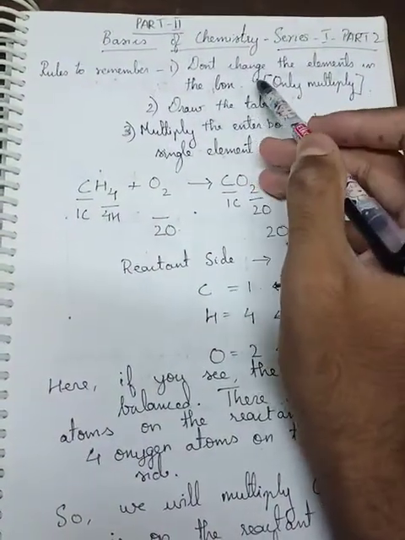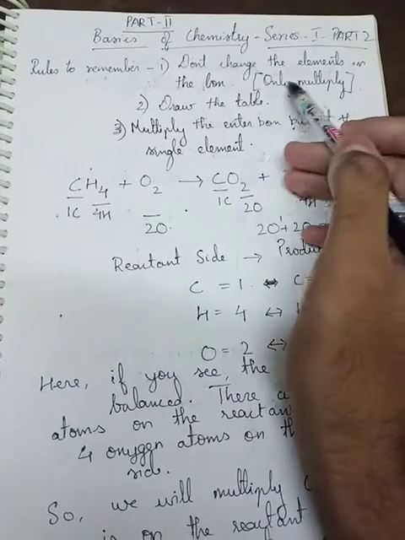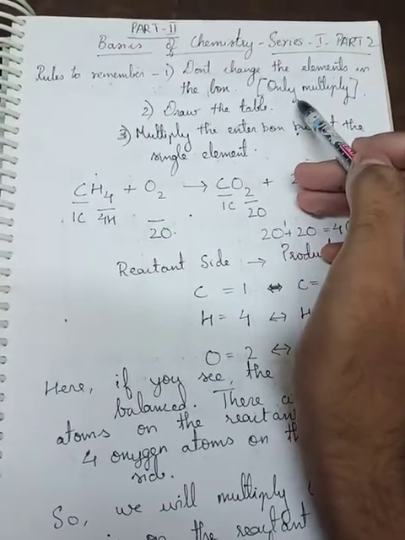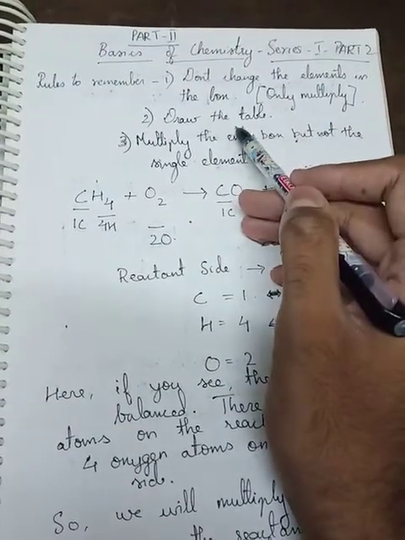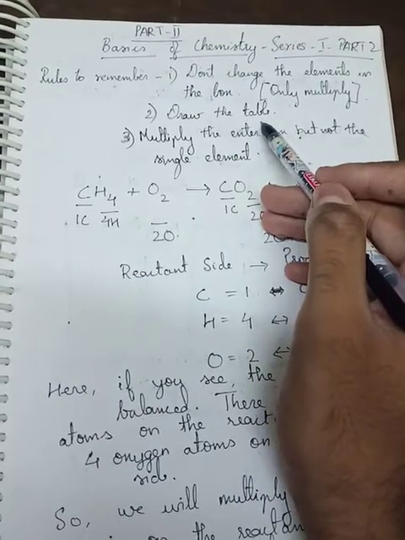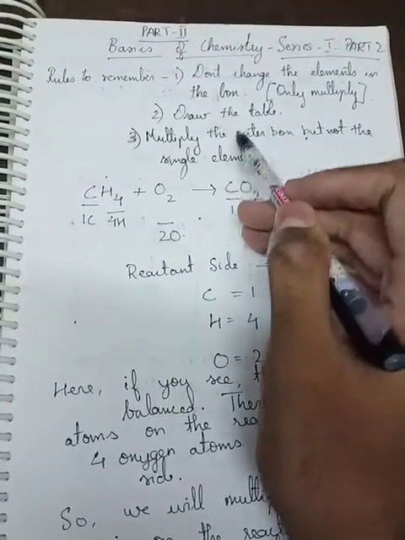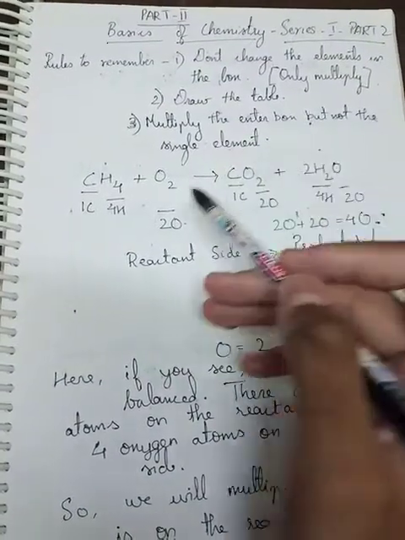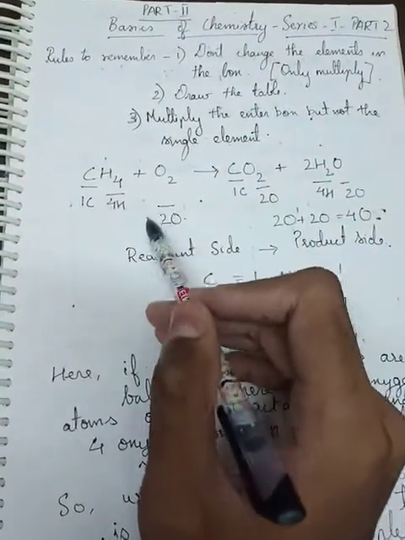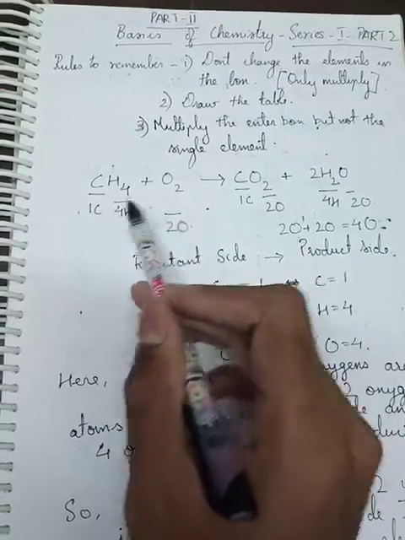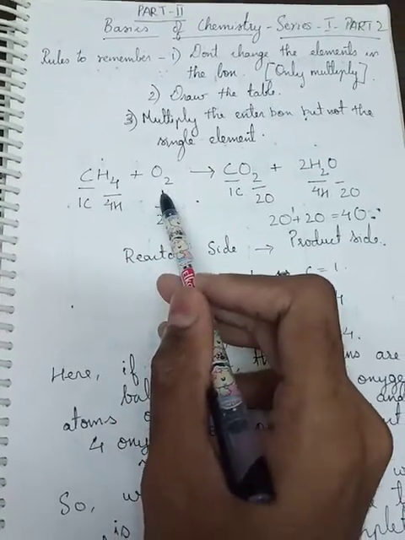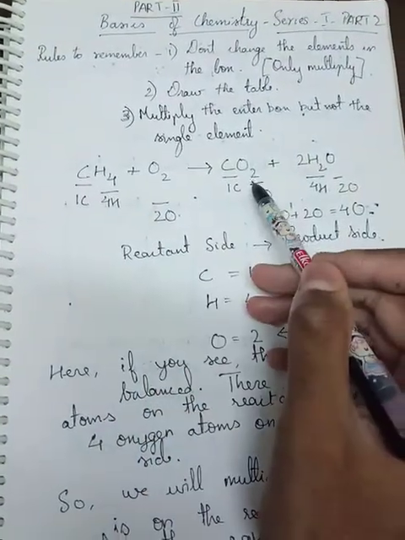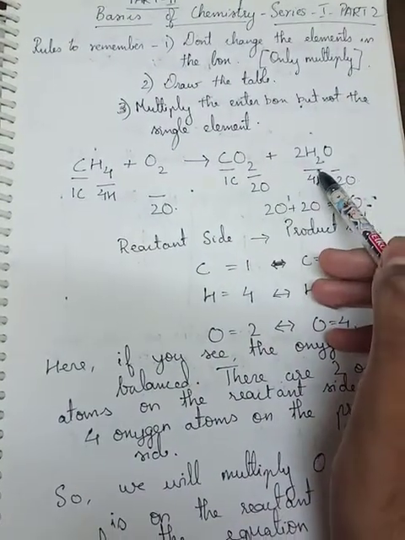So the rules to remember: do not change the elements in the box. We need to only multiply, and you should always draw the table for the elements whether they are balanced or not, and multiply the entire box but not the single element. So let us look at this equation, which is methane plus oxygen. Methane is CH4 and oxygen is O2, which gives rise to carbon dioxide and water.